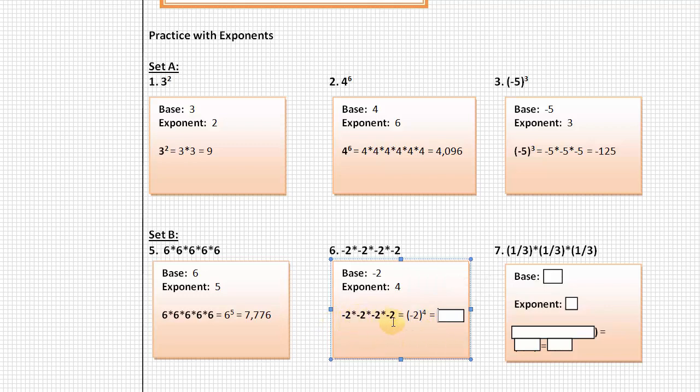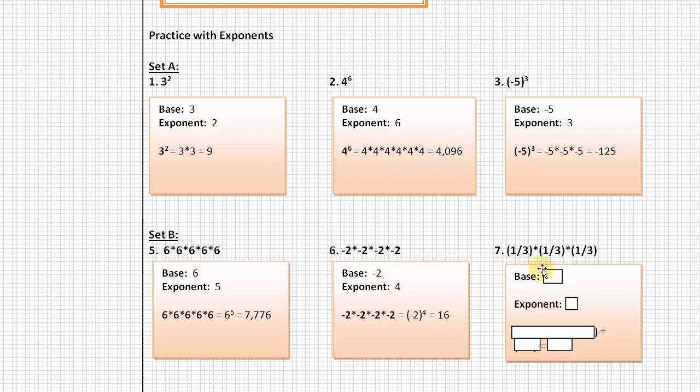So what does -2 to the 4th power equal when we multiply it out? Well, -2 times -2 is positive 4. Positive 4 times -2 is -8. And -8 times -2 is positive 16.